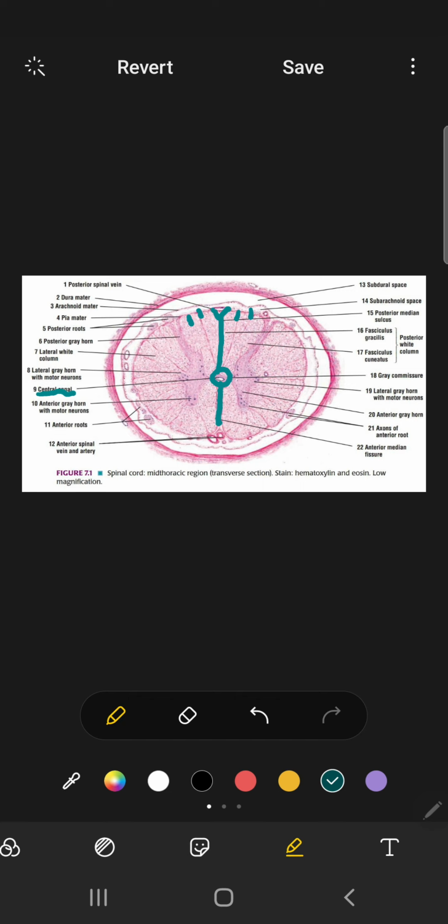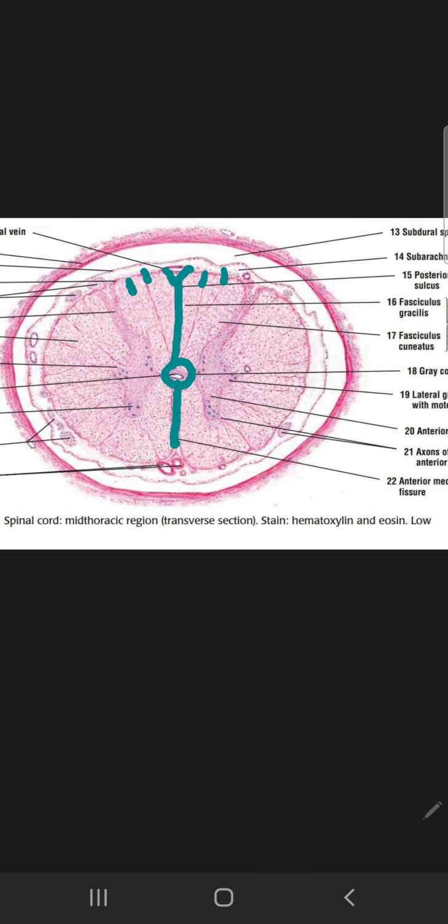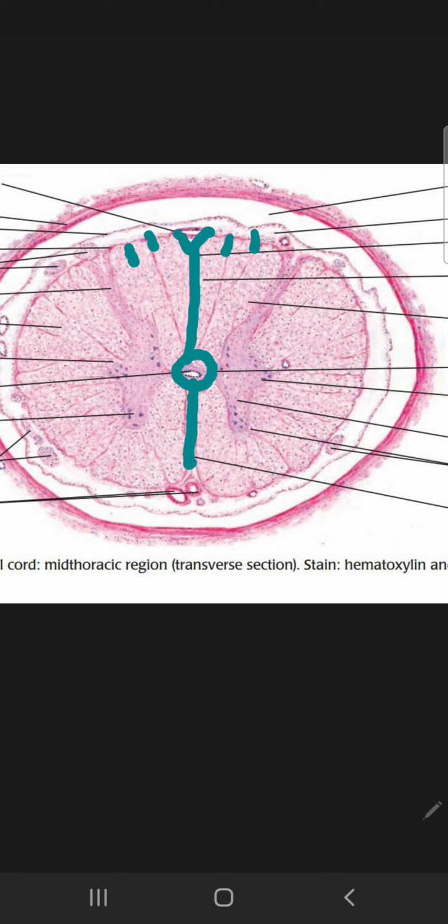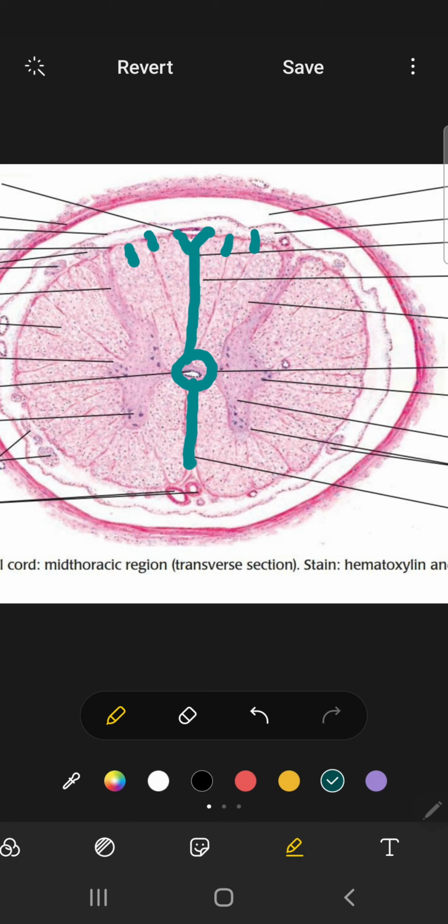Although the shape and the structure of the spinal cord may vary at different levels, that is cervical, thoracic, lumbar and sacral, the basic structural pattern is similar at all levels. Now let's focus on the gray matter of the spinal cord. The gray matter of the spinal cord is so arranged as to give the appearance of an H.